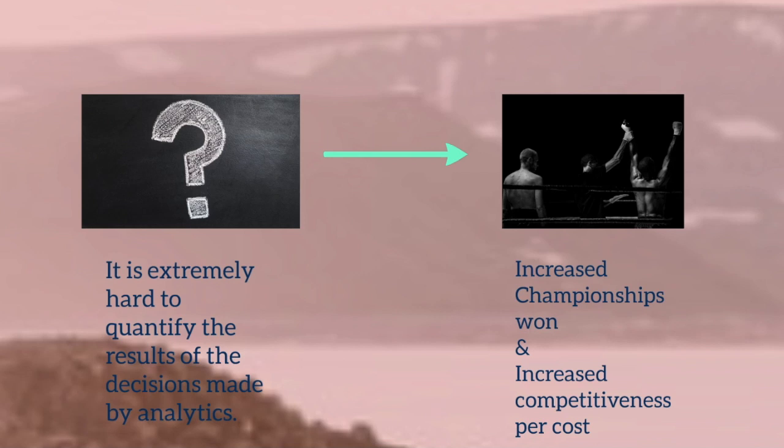Some areas that can be measured though, and with Toronto in the article I was reading, this is a prime example. They won more championships when analytics were being used. And it's just proven, I don't know if any of you have watched Moneyball, for example, in baseball and in soccer, that as you're purchasing lower cost players and they're still performing well, you can have increased competitiveness per cost of player, which is extremely important.